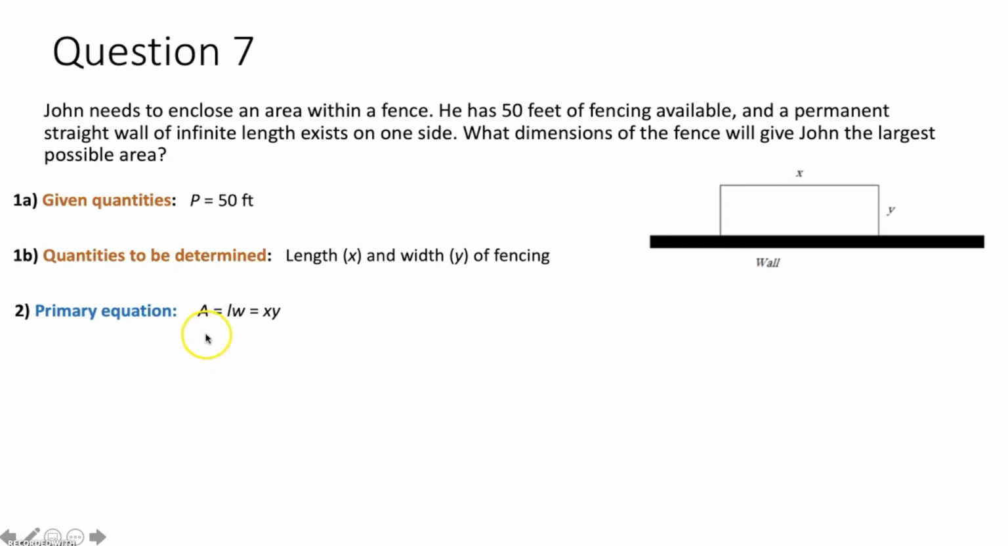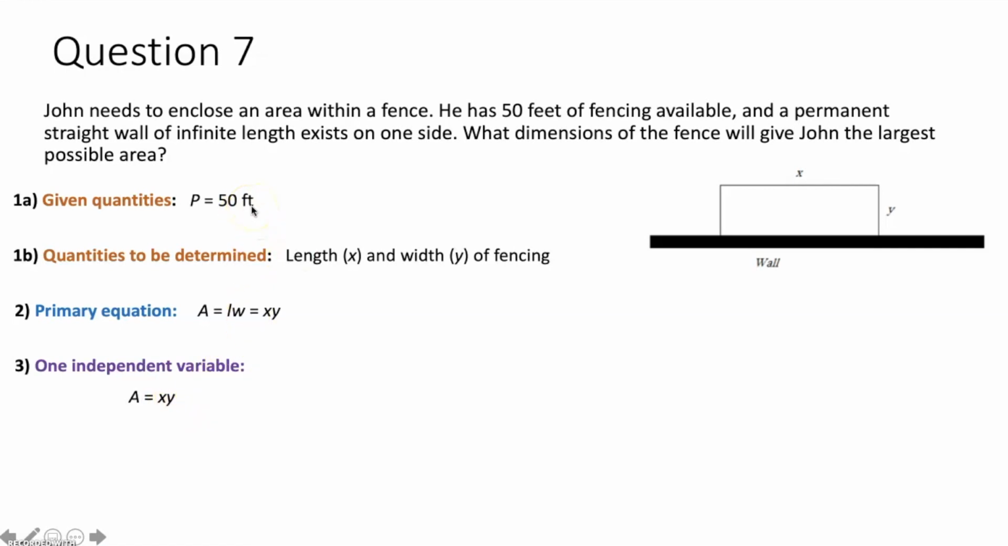Now that we have our primary equation, A equals x times y, we need to rewrite it so it only has one independent variable, because our plan is to take the derivative of this to find our critical numbers and then set that equal to 0 and solve for one of our variables. It's much harder to do if there are two independent variables. So how do we rewrite it so it only has one independent variable? We look back at what we were given.